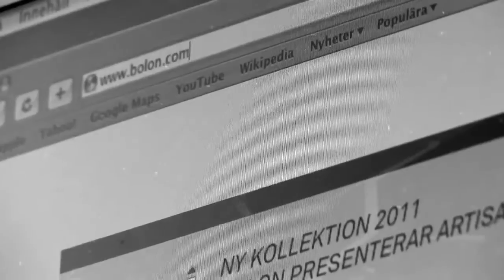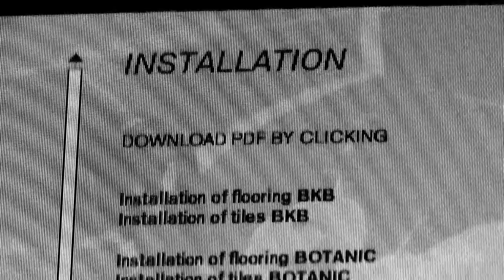There are slight differences between different designs concerning installation. Follow the specific installation instruction for each product. Okay then, let's get started. Start by choosing the flooring.